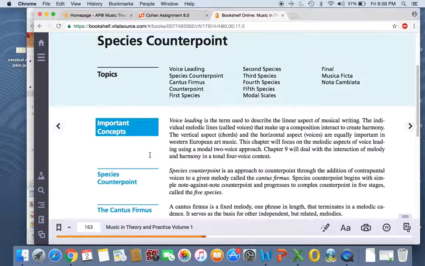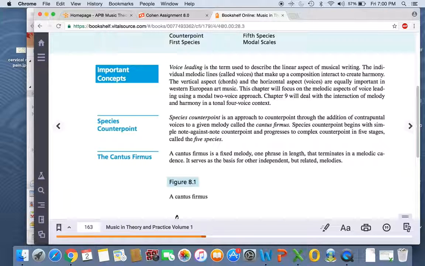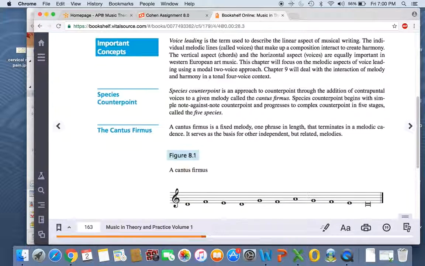Species counterpoint is an approach to counterpoint through the addition of contrapuntal voices to a given melody called the cantus firmus. So there you go. The melody itself is called cantus firmus. Species counterpoint begins with simple note against note counterpoint and progresses to complex counterpoint in 5 stages called the 5 species. By the way, I'm going to encourage you to read through the supplemental material that you find in the lessons. I already pointed that out to you on the actual news item I wrote, but you really want to read those because they clear this up a lot.